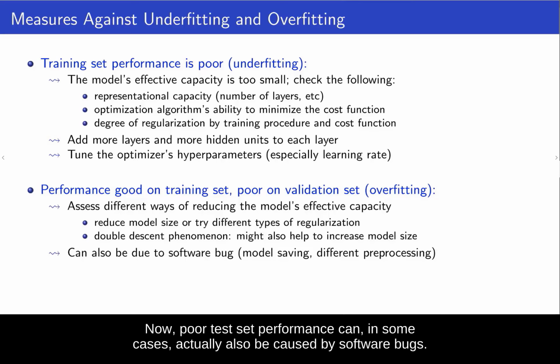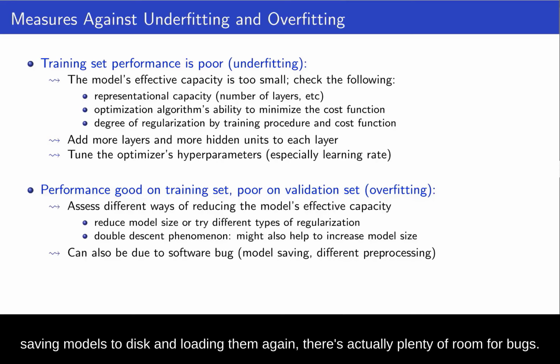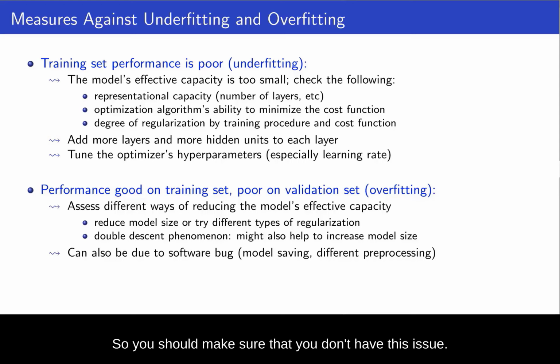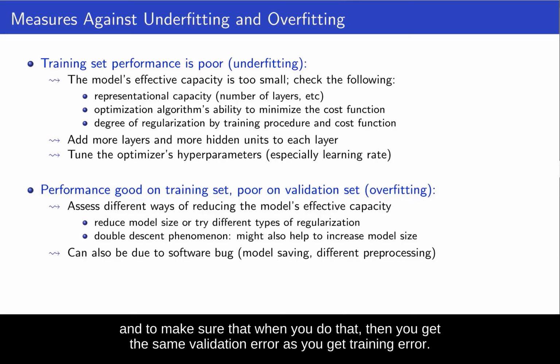Now, poor test set performance can, in some cases, actually also be caused by software bugs. This sounds really dumb, but with all the data augmentation in deep learning and with saving models to disk and loading them again, there's actually plenty of room for bugs. So you should make sure that you don't have this issue. And one simple way of checking this is to feed your training set through your model as a validation set, and to make sure that when you do that, you get the same validation error as you get training error.